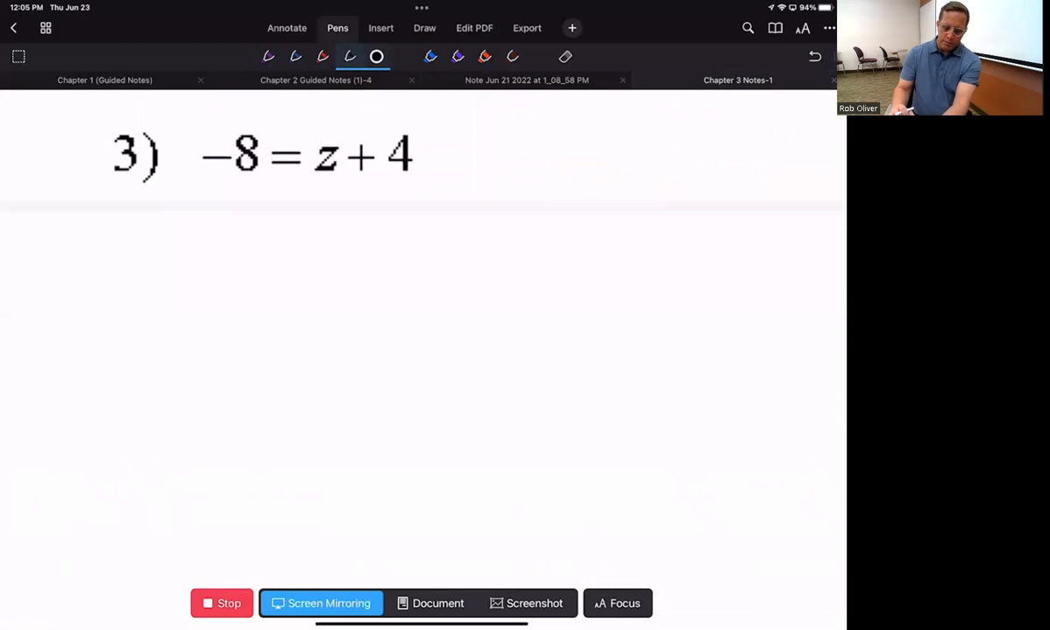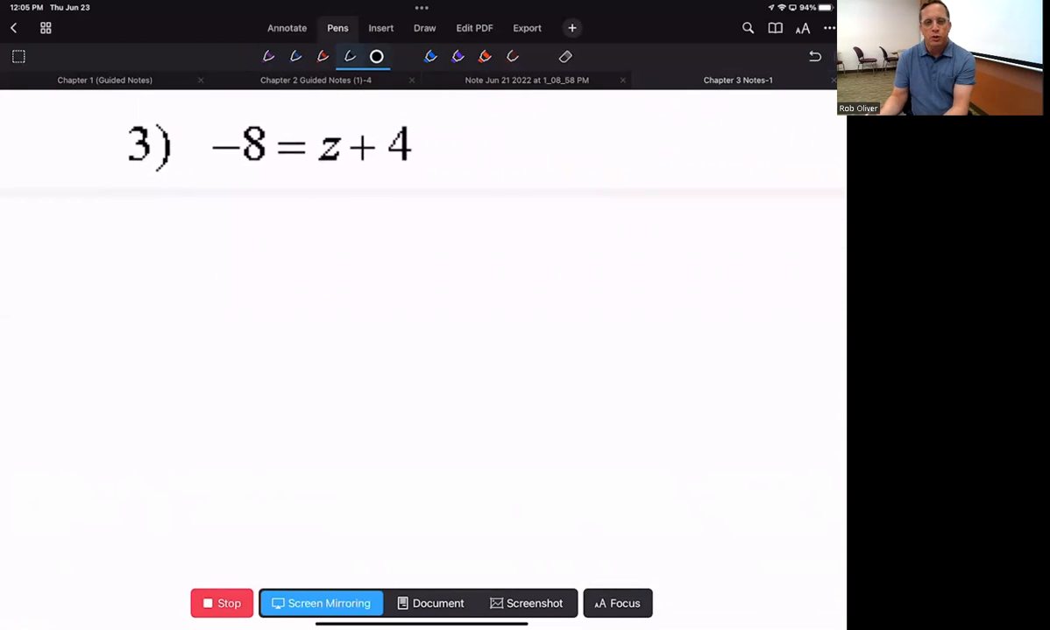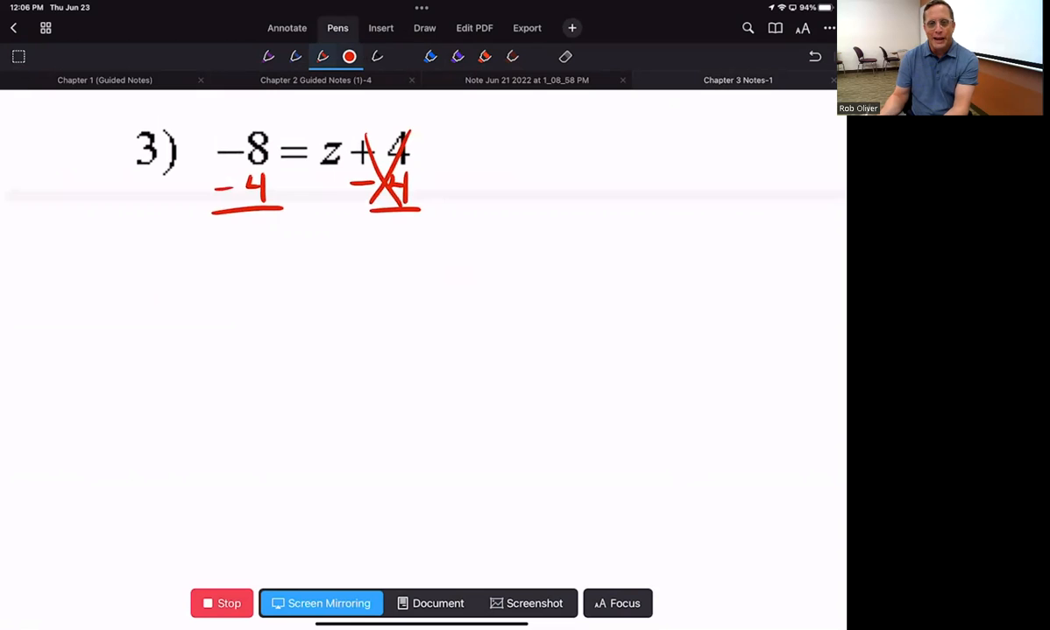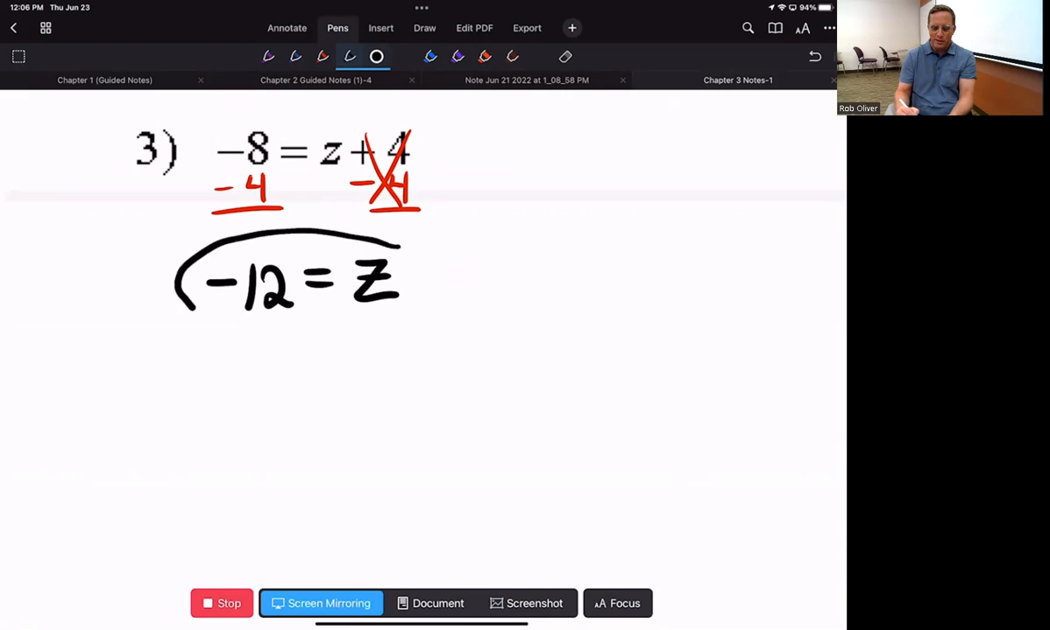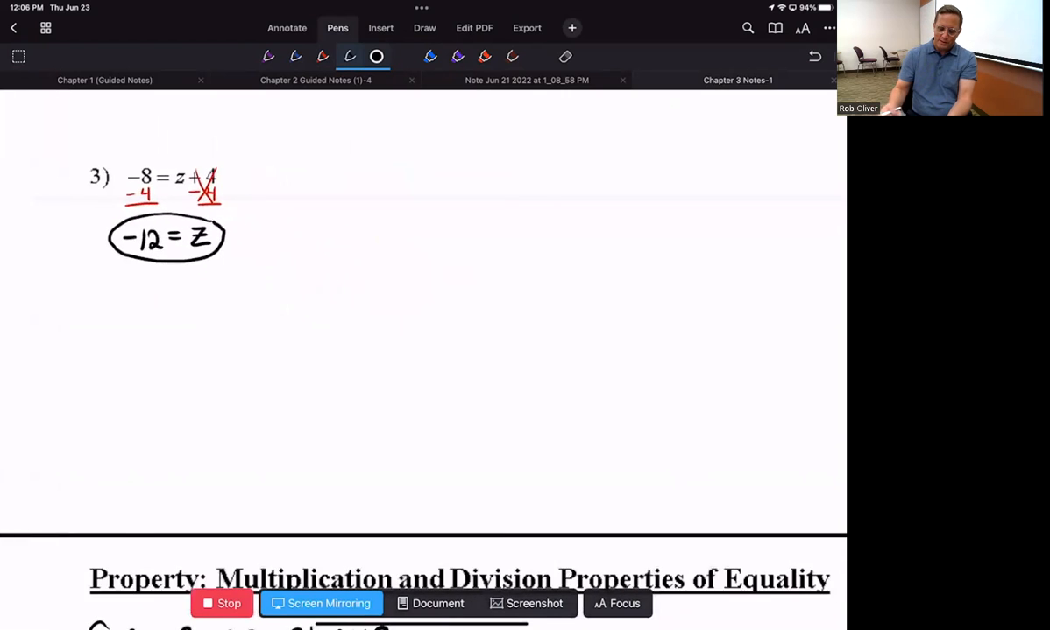All right, number 3. Look at that variable side. We have plus 4, so we're going to subtract 4 from both sides. Subtract 4, subtract 4. These cancel out right there. And then you have -8 and -4, which makes -12. So we're going to write -12 equals z. And that's it. That's a one-step equation. That's why they're called one-step equations, because they really just take one step, obviously.